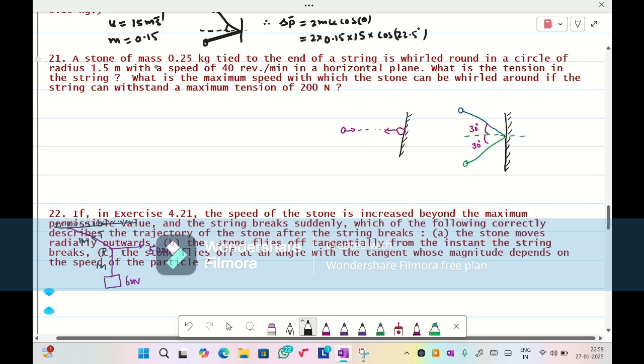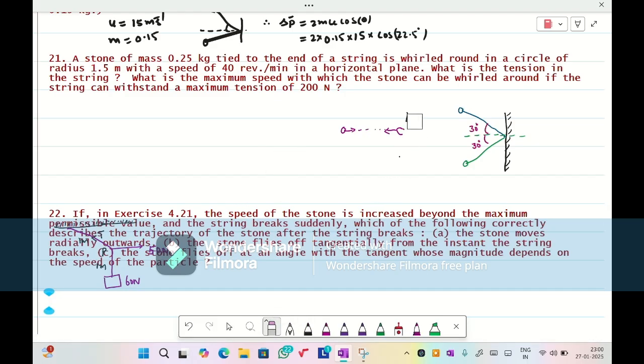A stone of mass 0.25 kg is tied to the end of a string, whirled around a circle of radius 1.5 meters with a speed of 40 revolutions per minute. These diagrams come forward now, because these questions are not here.